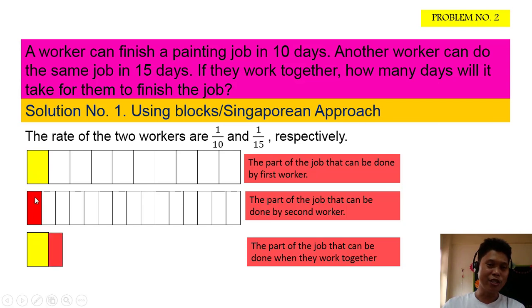Worker 1, then additional, ayan. Sa isang araw, ito yung natapos nila. And then, target natin alamin from here going to here because this is the whole job. Okay, magkasing haba yan. So, pag second day, ayan ang kanilang natapos.